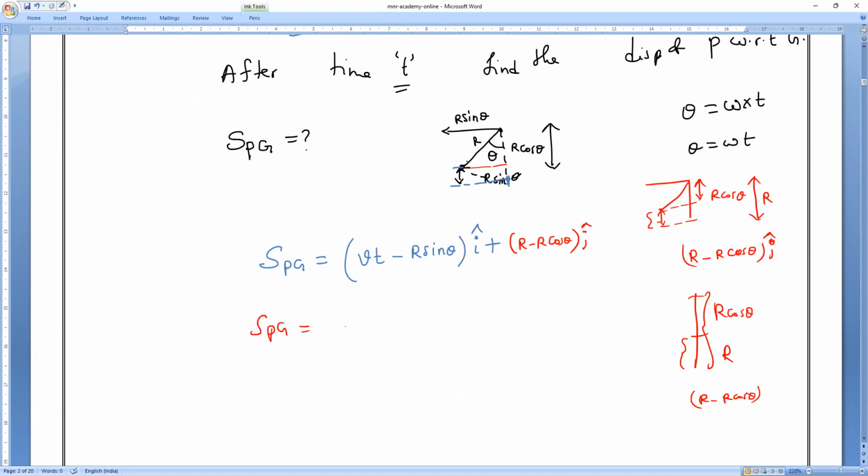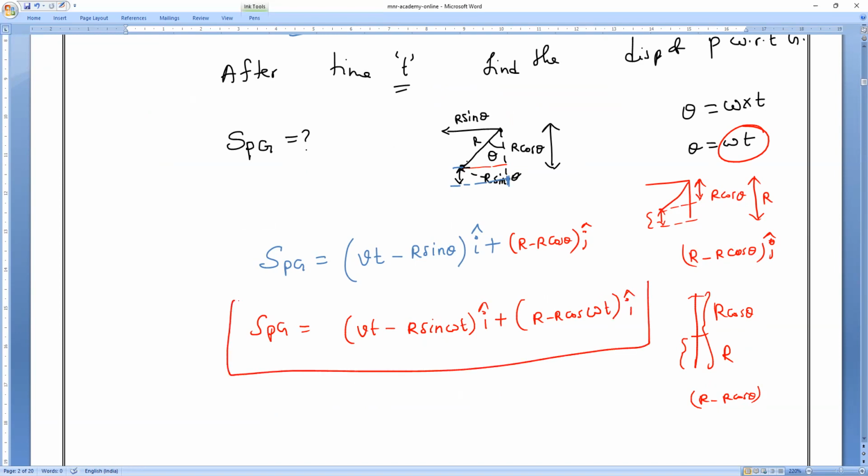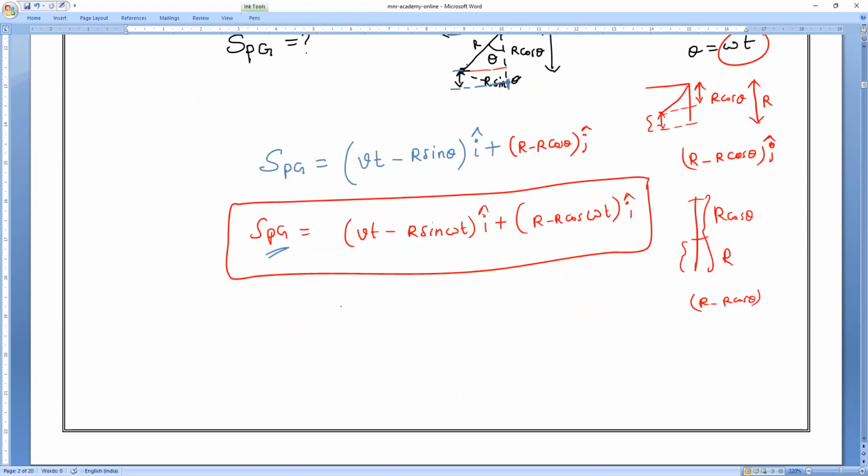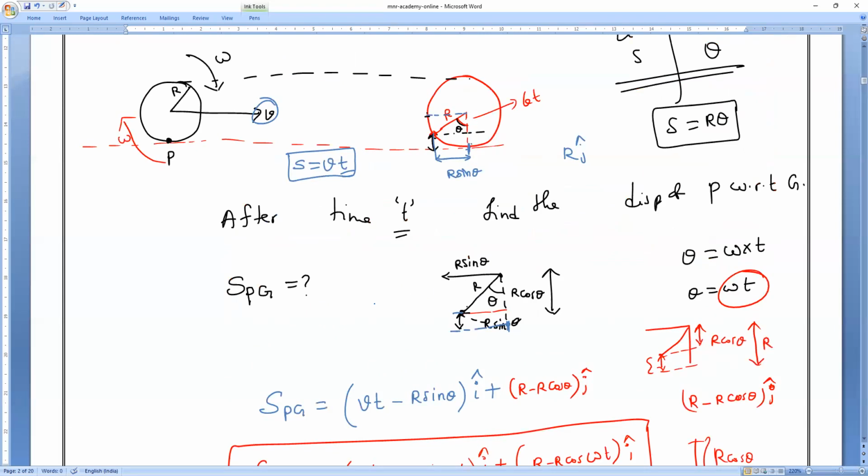Now you can replace. So the particle displacement is equal to vt minus R sin theta. So theta means what, everybody? Omega t. So omega t, plus next R minus R cos theta, and theta means omega t again. So that is how the displacement of a person with respect to ground is found. Be very careful. It is in both directions, x-axis and y-axis, two-dimensional. So that is what you have to see. I hope you all understand, everybody.